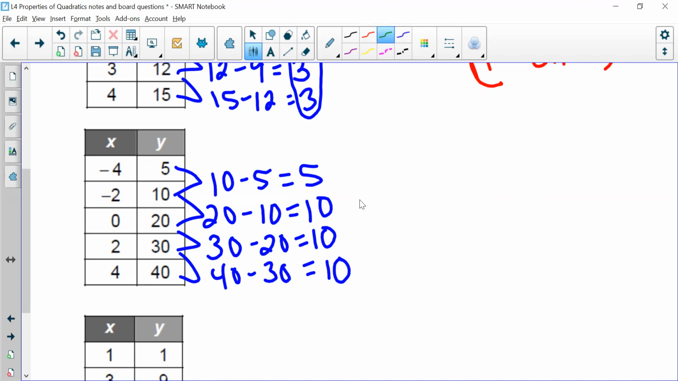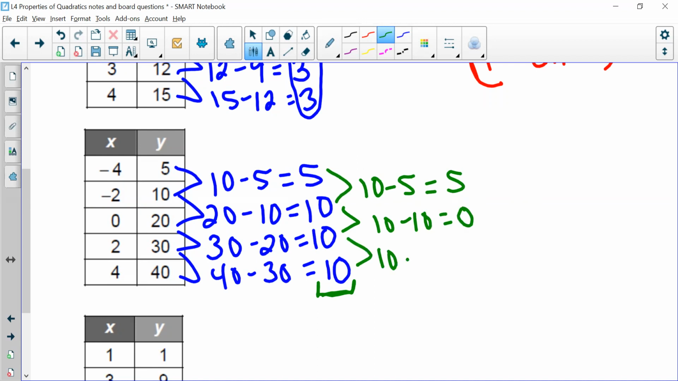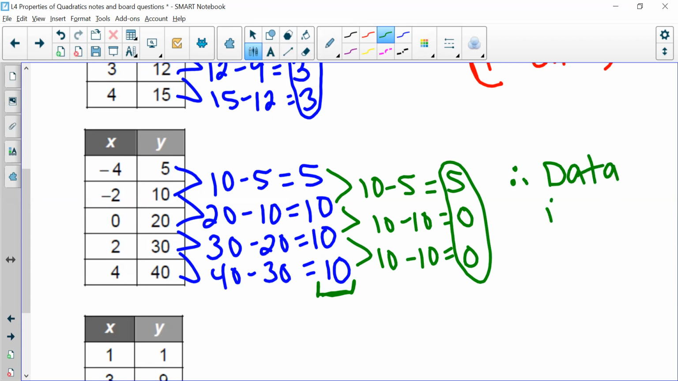So then what you do is you do the second differences. What's the difference between these sets of numbers? What is 10 take away 5? 5. Good. 10 take away 10? 0. Good. And then again, 10 take away 10 is 0. Are these all the same? No. So is the data linear, quadratic, or neither? Neither. Because this would have to be the same. It would have to be 5, 5, 5 or 0, 0, 0 if it was quadratic.